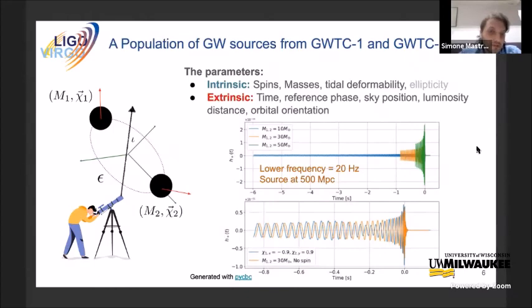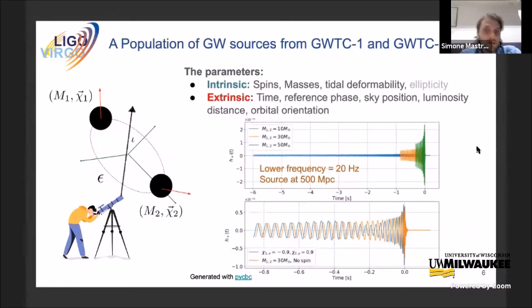So these binaries are characterized by several physical parameters that can be proper of the binary, and we call them intrinsic. These are the spins of the objects, the masses, their tidal deformability, and the ellipticity of the orbit. And there are also some parameters which are measured with respect to a detector. These are the time of arrival of the gravitational wave at a detector, or the time of the merger, a reference phase, the sky position, the luminosity distance, and the orbital orientation. By changing these parameters, also the gravitational wave that we are going to observe in our data changes.